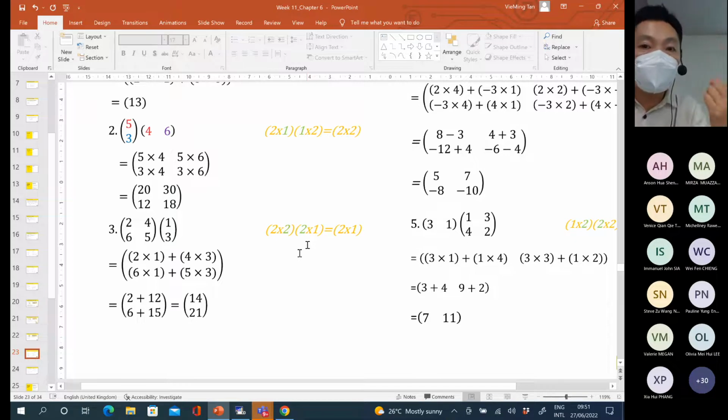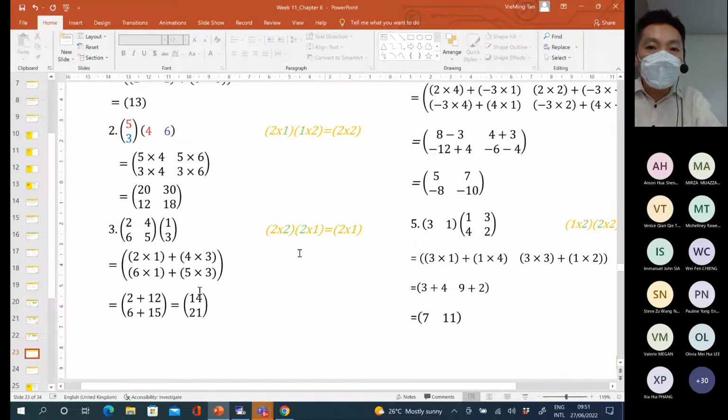Then how will be the result? The result will be 2 multiplied 1 matrix. Okay, the output for this multiplication activity will end up with 2 multiplied 1 matrix. So that means it'll be 2 rows and 1 column. Okay, 2 rows and 1 column. Okay, so let's try to check.